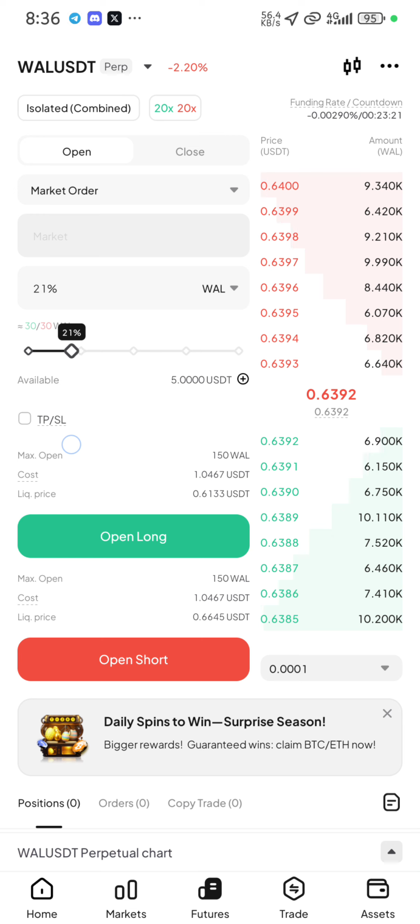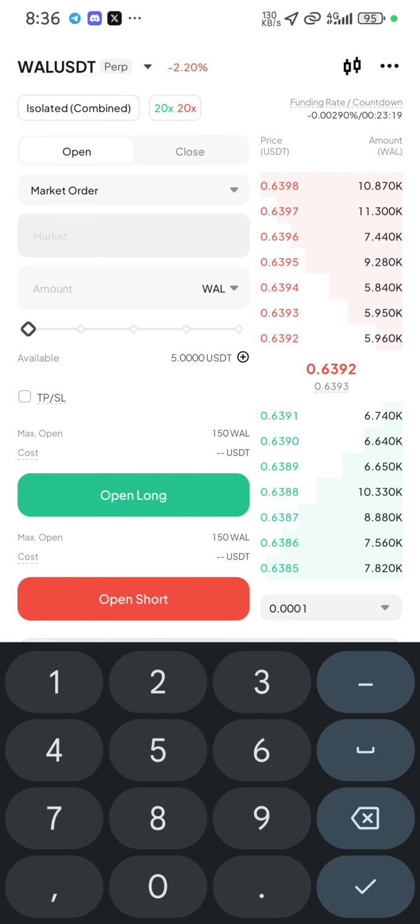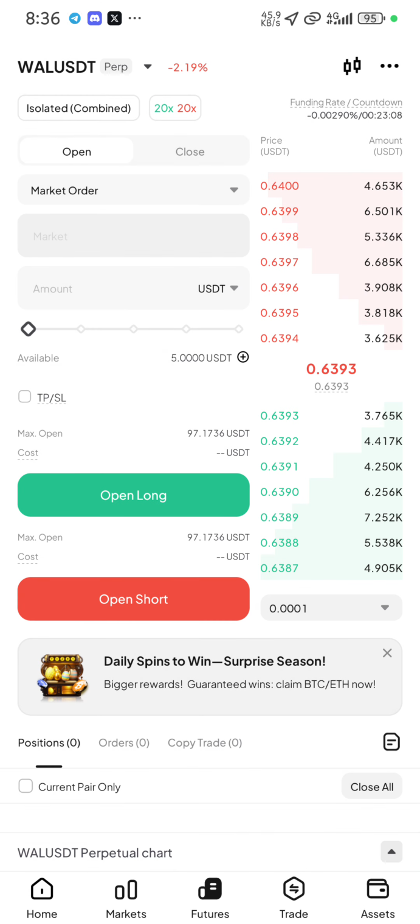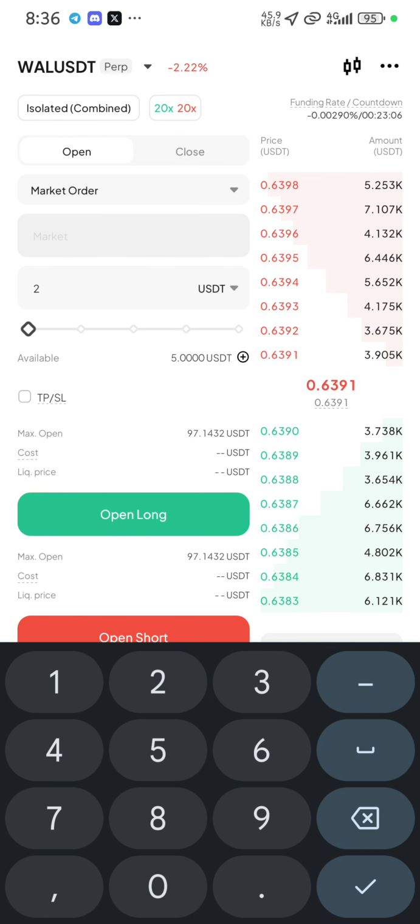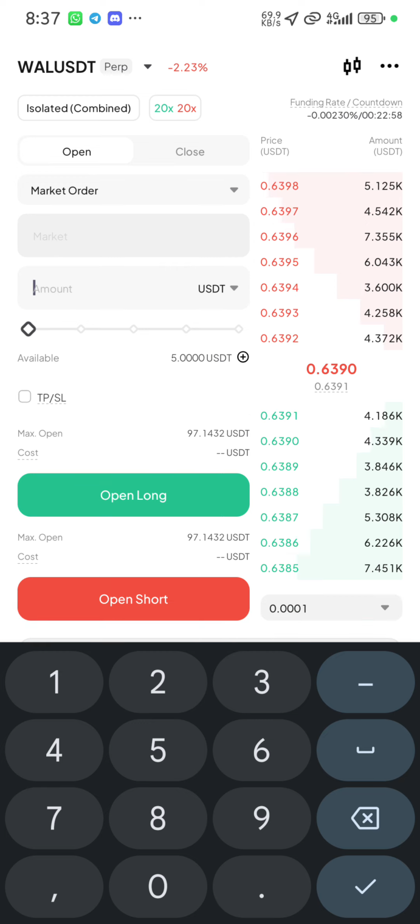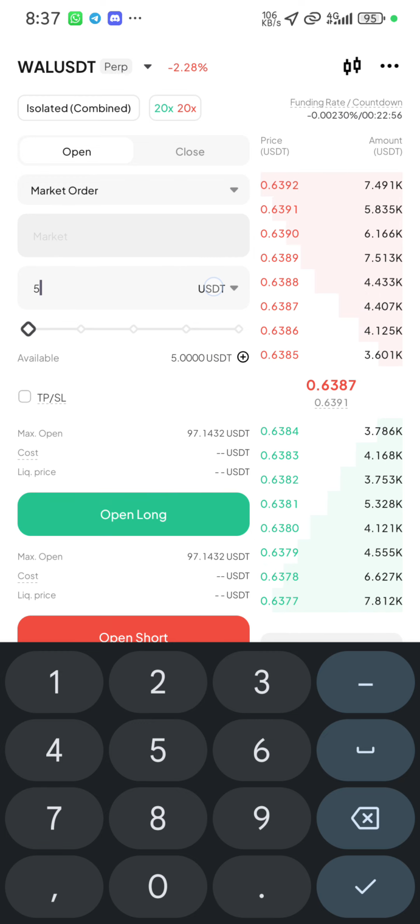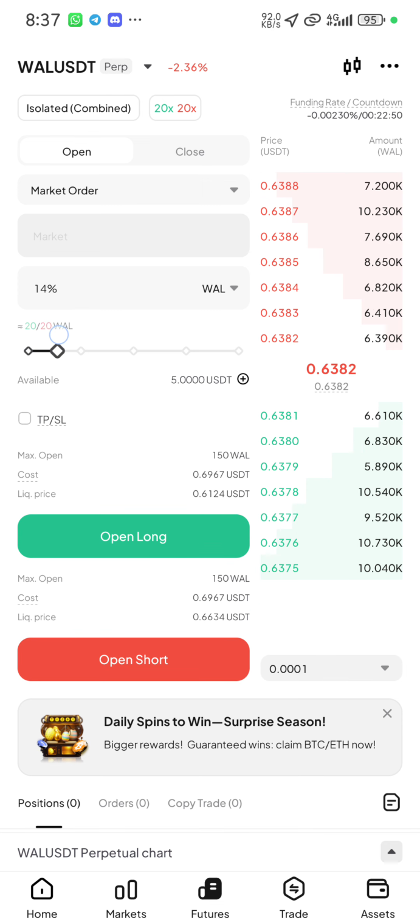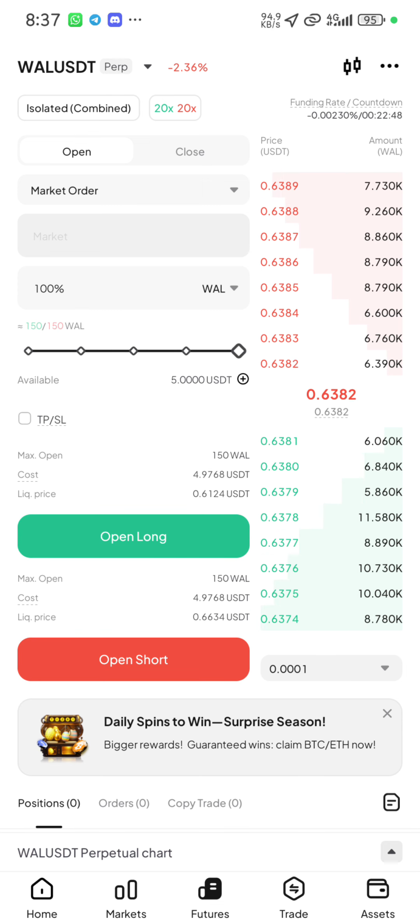You can use 50%, you can use 20%, or you can even change the value here. This one does not have that functionality, but you can change it to USDT instead of using the value of WOW. Let's say you want to use $2 to trade, just put $2 and it will show the amount it will open for you. You can also change it to 5 USDT, your total amount, or use percentage instead, whichever you want. But since the money is not much, just $5, I just use 100% to enter the trade.